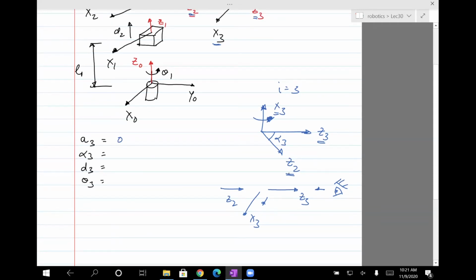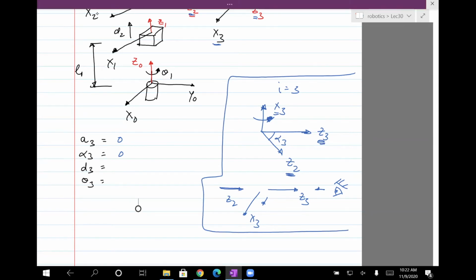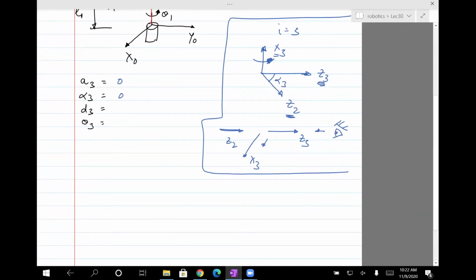Next, I need to find the angle between Z2 and Z3 along X3. So Z2 and Z3 are parallel, and clearly the angle between them is going to be 0. So that's 0. So that was easy. Okay, next let's find D3 and theta 3. So I'm going to redraw that same figure on page 3. Put i equals 3. So we have x3, z3, z2, alpha 2.